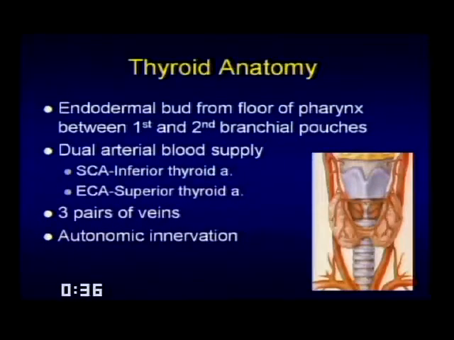The dual arterial blood supply is important to know. The subclavian system and the external carotid artery. The subclavian supplies the thyrocervical trunk, which gives off the inferior thyroid artery, and the external carotid supplies its first branch, the superior thyroid artery. There are three pairs of veins, the superior, middle, and inferior. The middle veins, of course, most of us start off by dividing when we mobilize the thyroid, so those are important to know. And the thyroid is innervated through the autonomic nervous system.